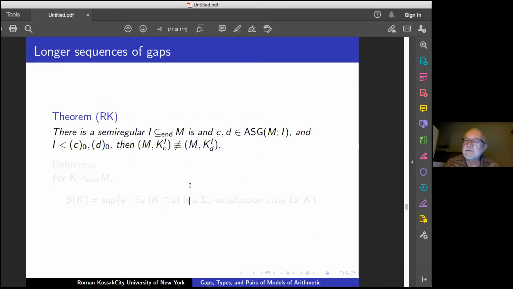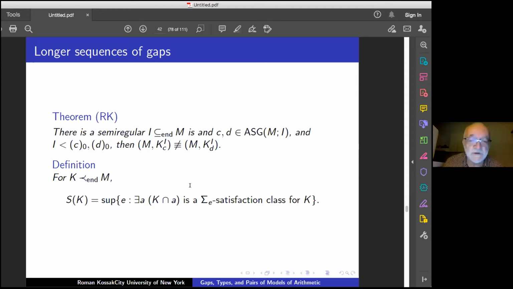And then I met Jim at some conference, and we talked about it, and we came up with this example here. So this is joint work with Jim. I want to go over some details of this argument, how to construct these two cuts of cofinality I for a semi-regular cut I, such that they are not only non-isomorphic, but even the theories are different. It shows that there are complexities that are hidden.